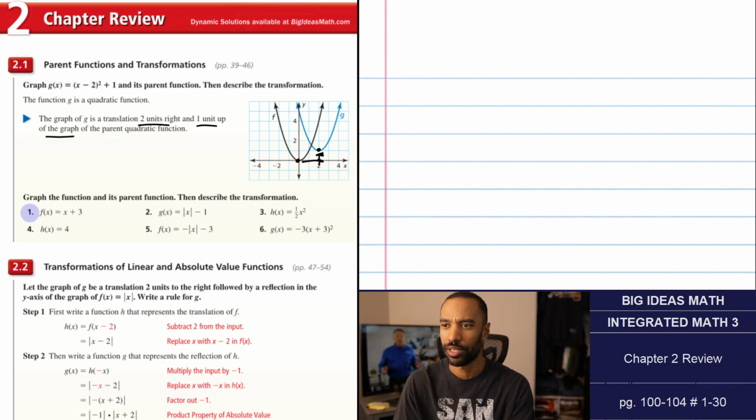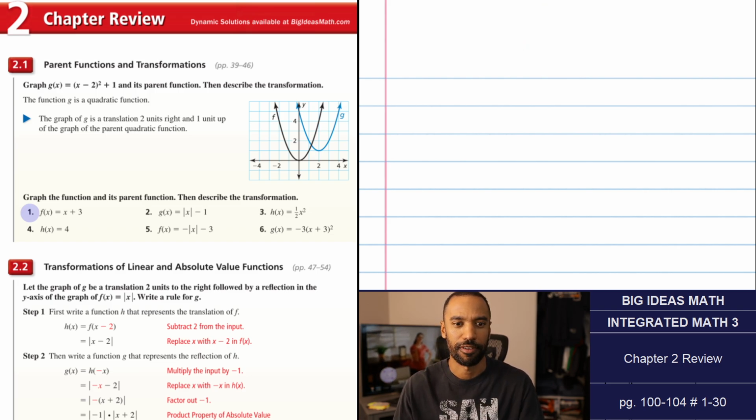So this is the only example that they provided, so I'm bringing those up in case they come up in our set, or in case they don't come up in our set, right? The whole goal is for you to review the chapter. So let's see which ones we have to do. Graph the function and its parent function, then describe the transformation. Let's start with number 1.